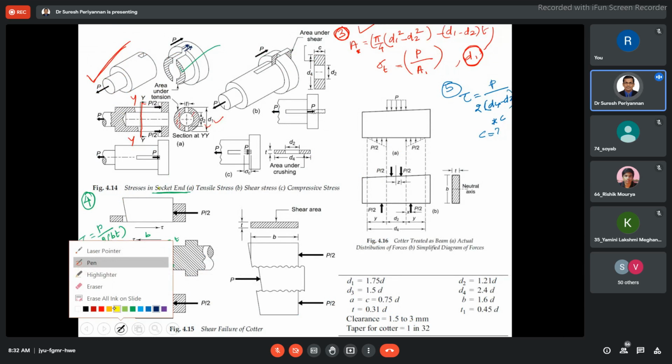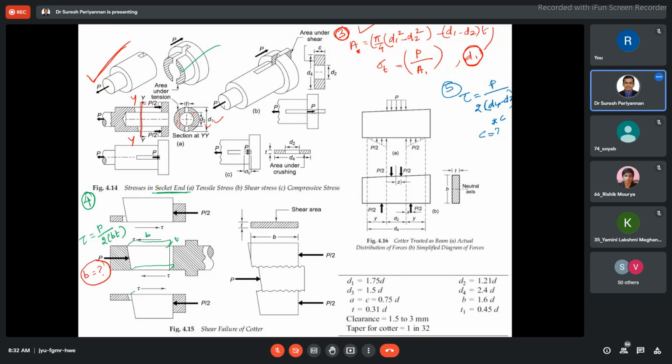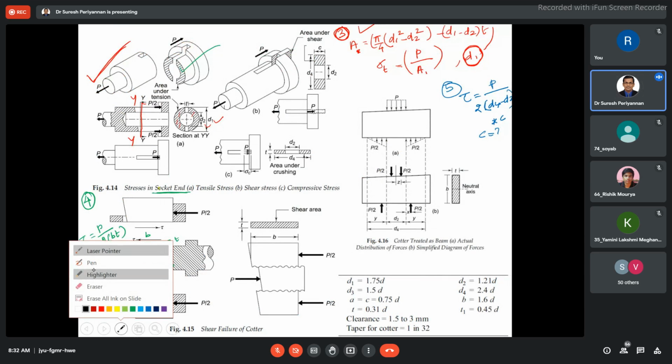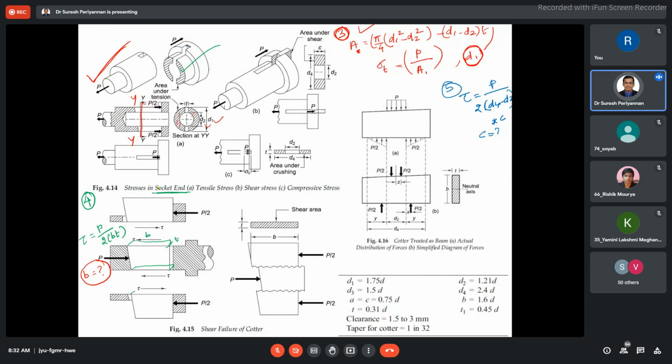I put a pointer here, so you can easily understand. This is the region. Can you see this region? That region we are considering because this socket has a hollow portion. Hence, this is the D2 diameter, and D4 is the bigger diameter. This is D2.